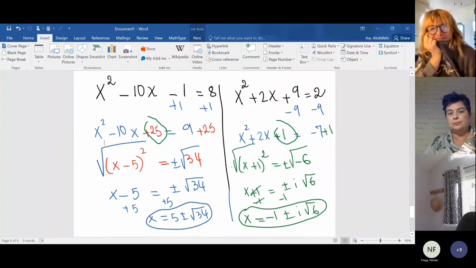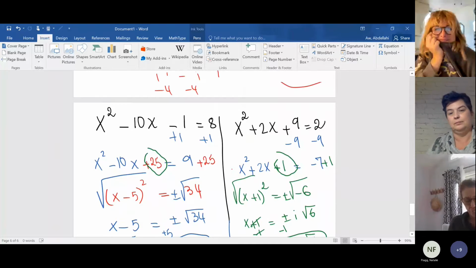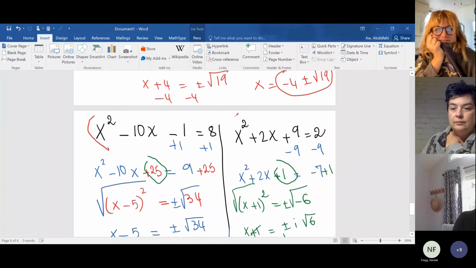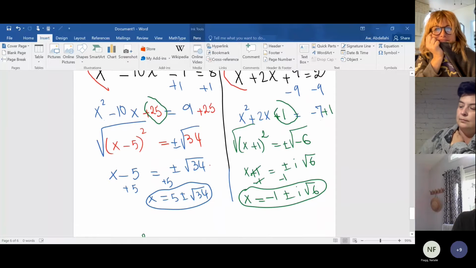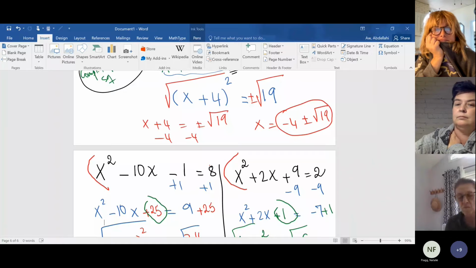But for our class, we just content ourselves with these types of problems right here, where you don't have anything in front of the x squared. And we're going to do the steps. That is the second method. And the third method, we're going to do it Tuesday next week, is the method that's going to be our default method.